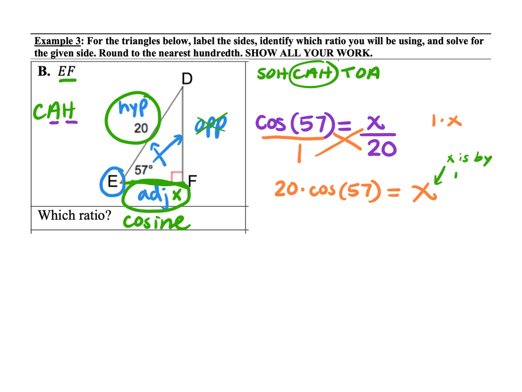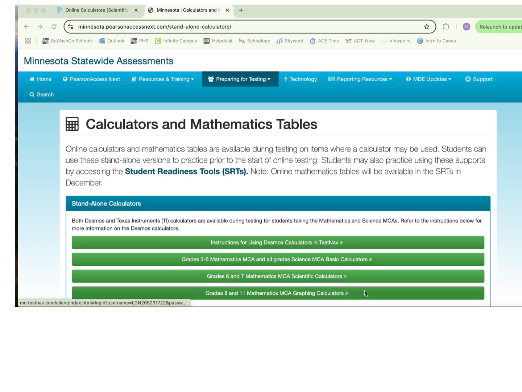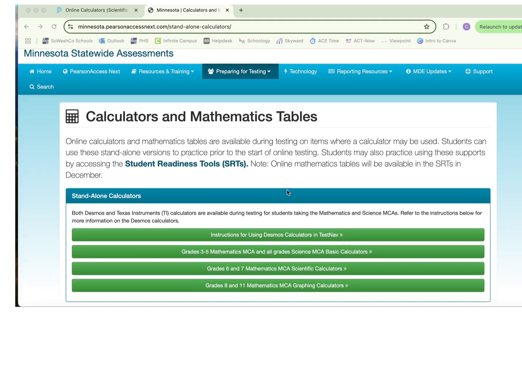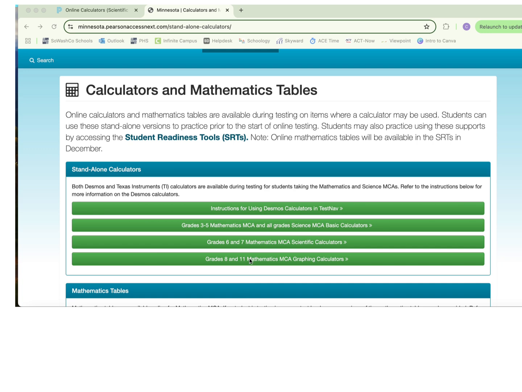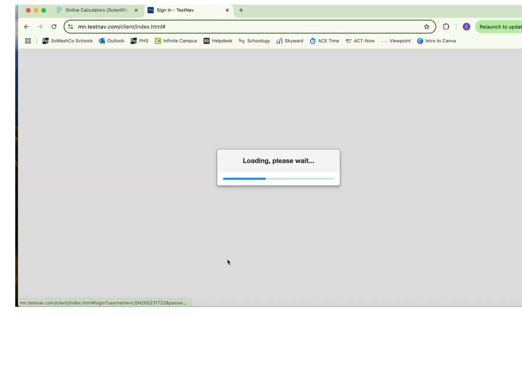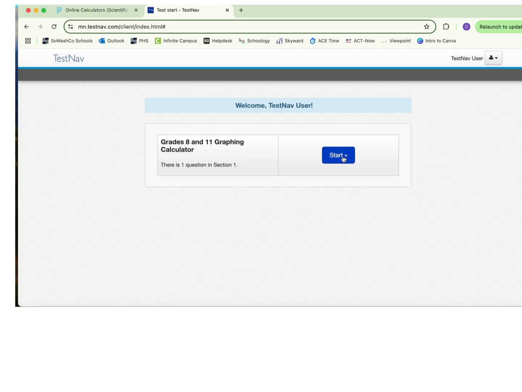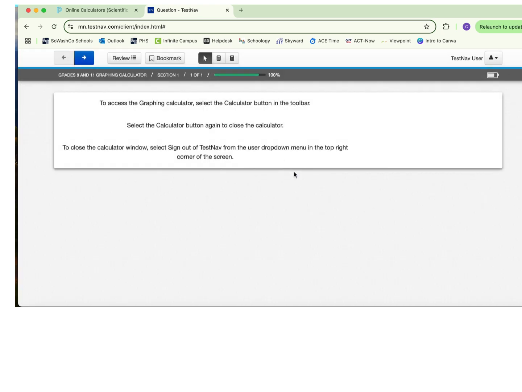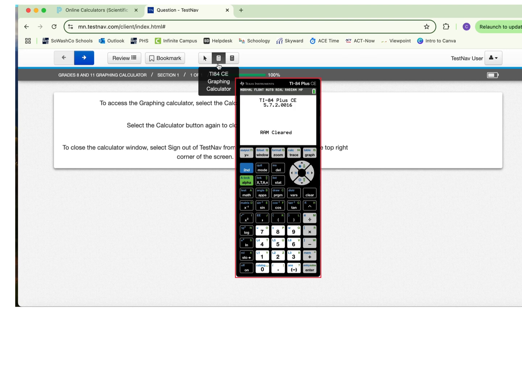So we don't have to divide by anything. We just need to type into our calculator 20 times the cosine of 57 degrees. Let's go ahead and do that. This time I'm going to use the graphing calculator. I'm still using the online calculator on the Schoology page in the resources. This time I'll choose the grade 8 and 11. Click the start button twice, just like we did in the last problem, and then I'm going to pick the TI-84 graphing calculator right here.